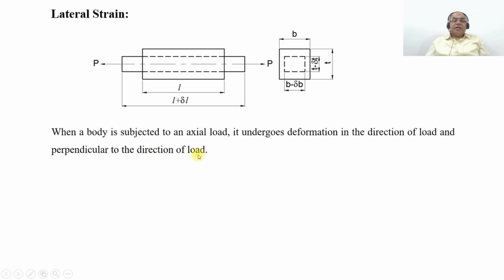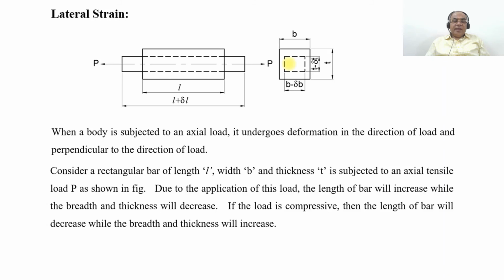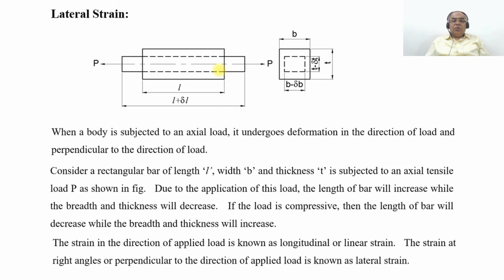So that is perpendicular to the direction of load. Which is the perpendicular to the direction of load? It is this cross section, shown in the dotted line in the side view. So consider a rectangular bar of length L, width B and thickness T, subjected to an axial load, as shown in the figure. Due to application of this load, the length of the bar will increase while the breadth and thickness will decrease. If the load is compressive, what happens? The length will decrease, and the area of cross section, that is breadth and thickness, will increase. So the strain in the direction of applied load is known as the longitudinal strain, and the strain at right angles to the direction of load will be the lateral strain.